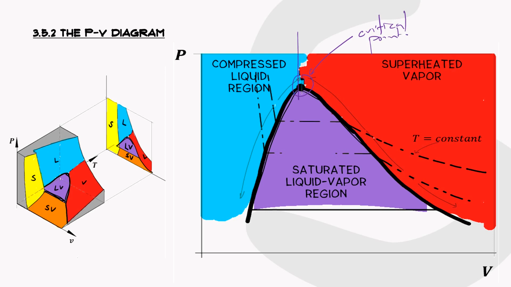So from this critical point going to the left, that's what we call the liquid region or the compressed liquid region, and to the right is the superheated vapor region or the vapor region here. Okay, and then inside, that's the mixture of liquid and vapor. So that means the liquid and the steam or the vapor actually coexist here. So we call this the saturated liquid-vapor region or mixture, the saturated mixture region.